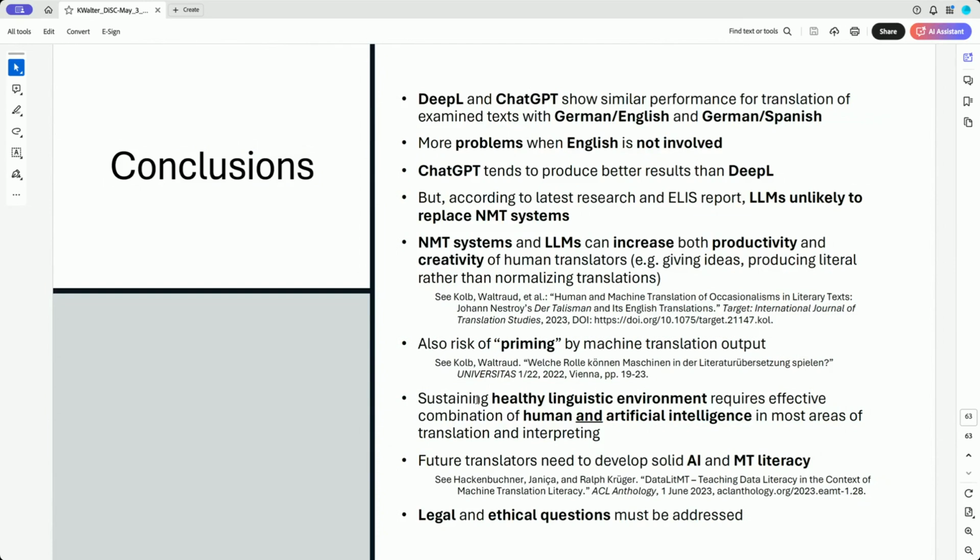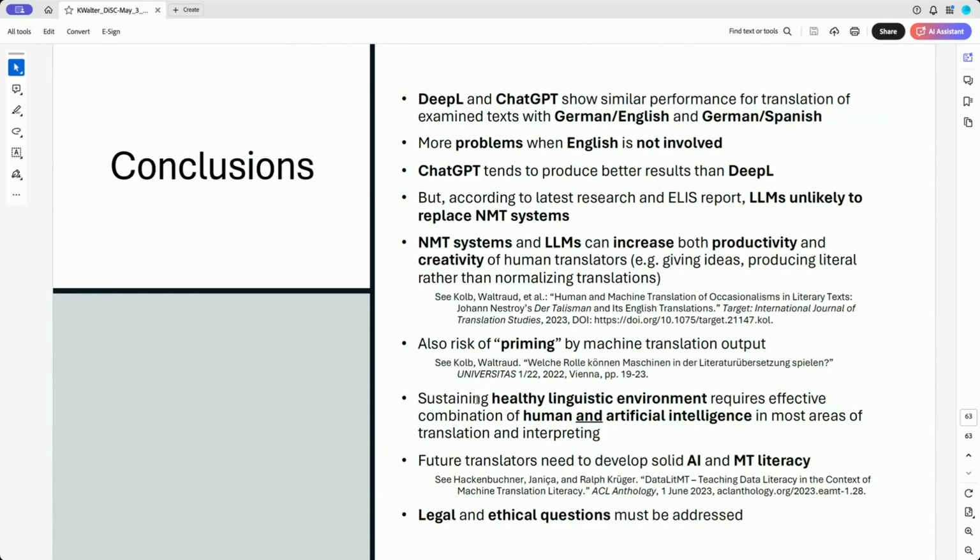Both NMT systems and large language models can increase productivity and creativity in human translators. There is, of course, also the risk of priming by the machine translation output that we've already talked about. I do think that sustaining a healthy linguistic environment requires an effective combination of human and artificial intelligence in most areas, if not all areas of translation and interpreting. And for this reason, future translators need to develop a solid amount of AI and MT literacy. There have already been publications on that.